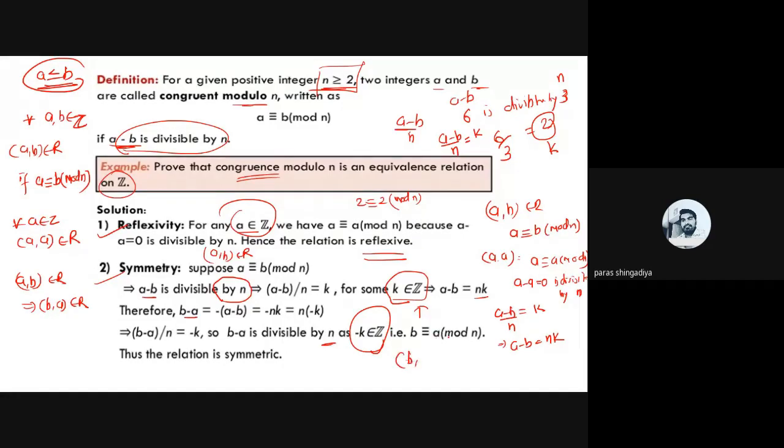When we say b is congruent to a mod n, if (b, a) belongs to R, then we can say that b is congruent to a mod n. Clear? So the symmetric proof is done. We started from (a, b) belongs to R, and at last we derived one result, (b, a) also belongs to R. Okay? So therefore we can say that this relation is called a symmetric relation also. Clear? This type of relation is also a symmetric relation.